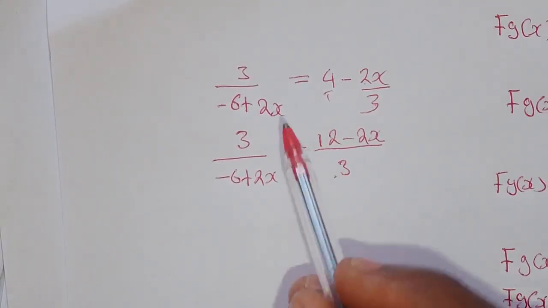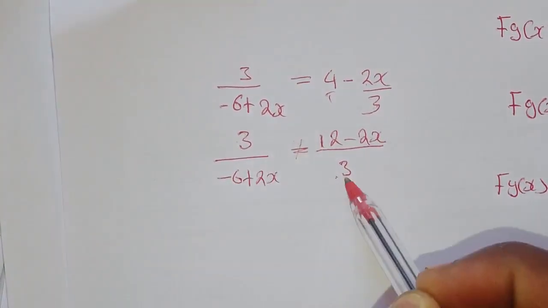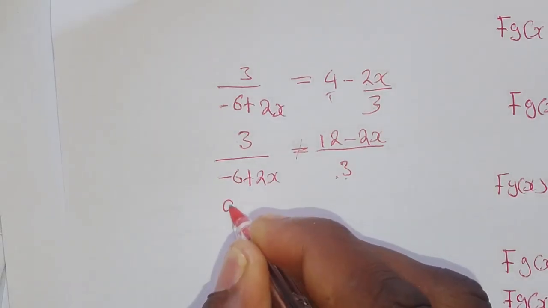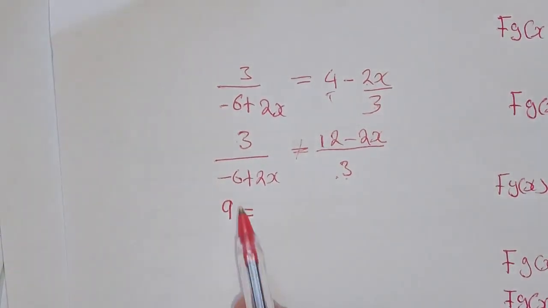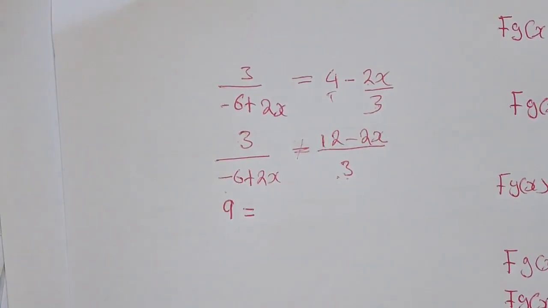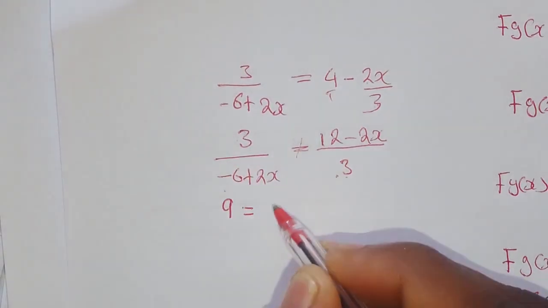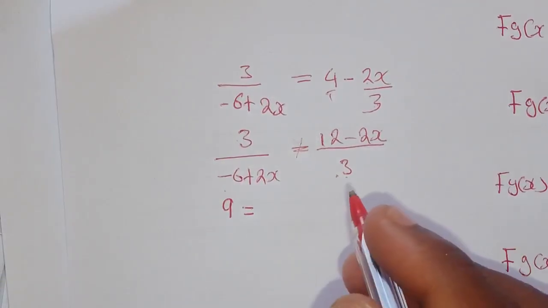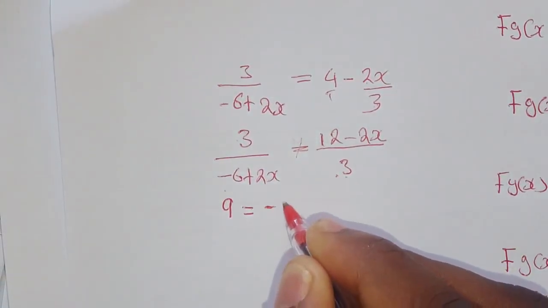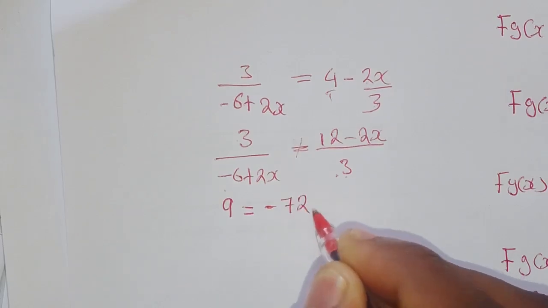Then after reaching this side, we just cross multiply. So we're going to have 3 multiplied by 3. This will give us 9, isn't it? So 9 is equal to negative 6 multiplied by 12. You just get your calculator. 6 multiplied by 12 will give you 72. Since it's negative, you know that negative multiplied by positive will give you negative. So we are going to have negative 72.